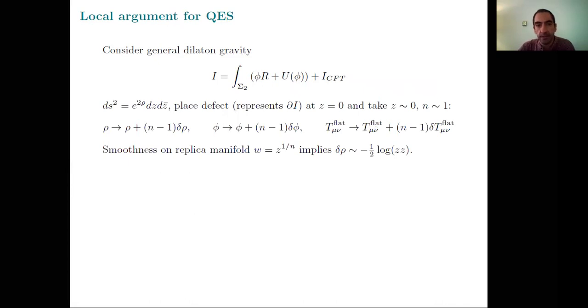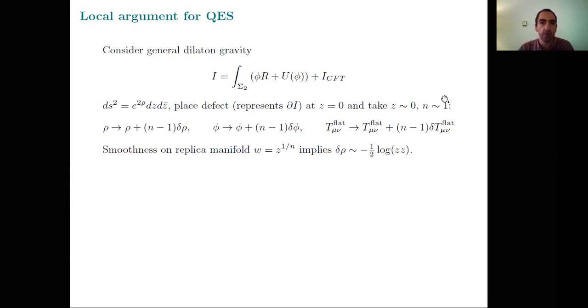And let's analyze this in a particular limit. So we want to work in light cone gauge, in conformal gauge. And we want to place a defect. The defect is going to represent the boundary of the island region I. Okay, so it's where the quantum extremal surface is supposed to go. We want to place that at z equals 0. So we're just picking coordinates where it's set to z equals 0, and we want to work locally near z equals 0. And since we just want to compute the entanglement, we want to work for n near 1.